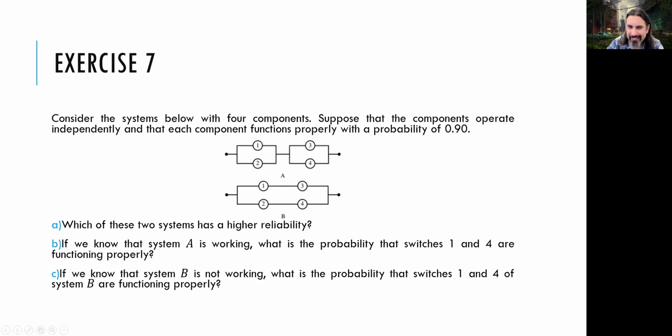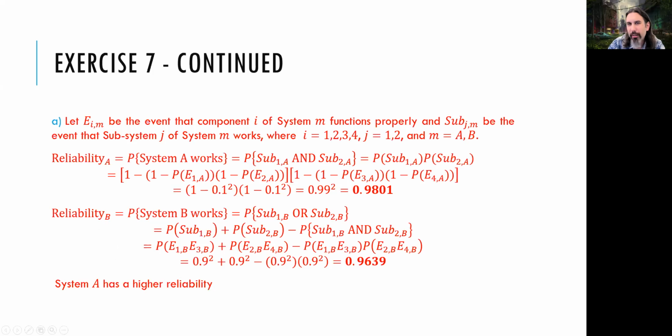Now, you can guess that one just by looking at it, and you're going to say A, which is correct, because we expect A to be more reliable. But still, we're going to have to calculate. Now, as we are talking about reliability, we are talking about the chance of working. No malfunctions, no failures. So, in here, you can see I_M: component I of system M functions properly. This is the event. Subsystem J of system M works. That can be really hard to remember, but still. Reliability of A means that system A works.